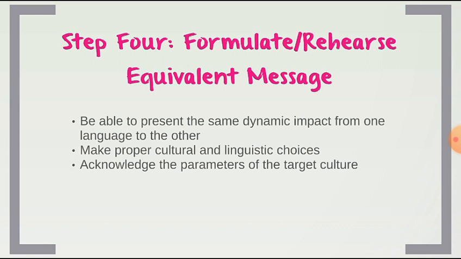Second, make proper cultural and linguistic choices. Third, acknowledge the parameters of the target culture. So you have to really know about the cultures, your target cultures. It means speaker A and speaker B. When you want to translate from the language of speaker A to speaker B, you have to know speaker B's culture. Parameters means limits, the limits of the target culture.